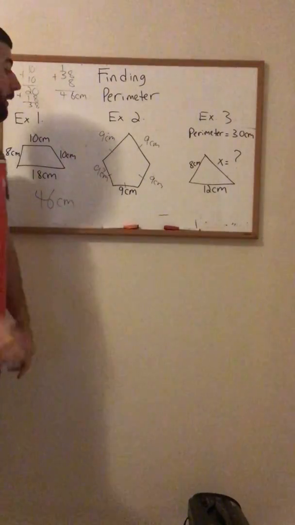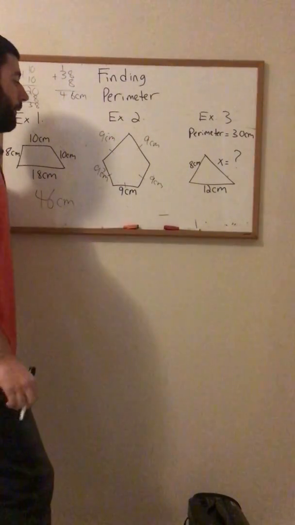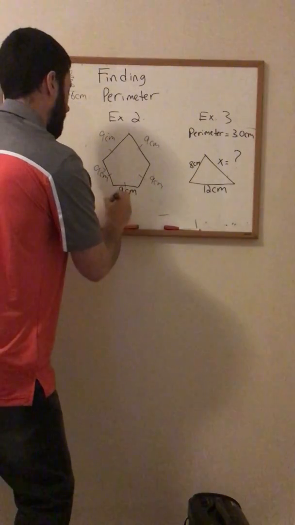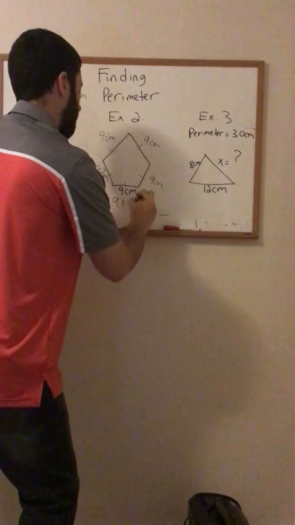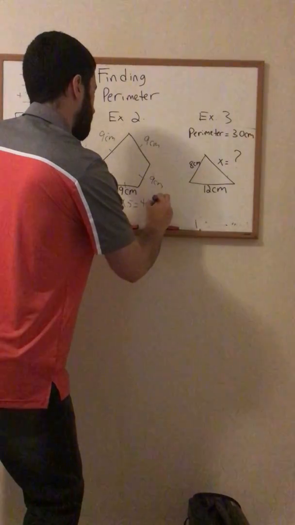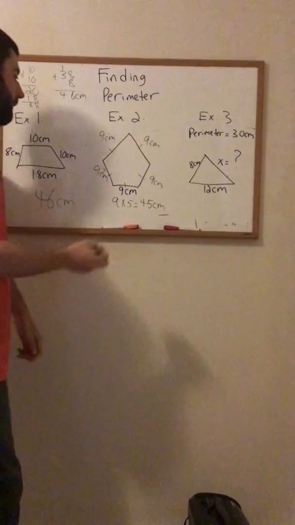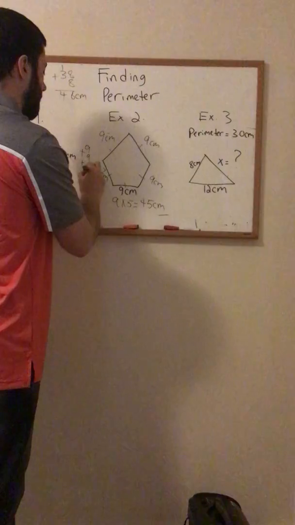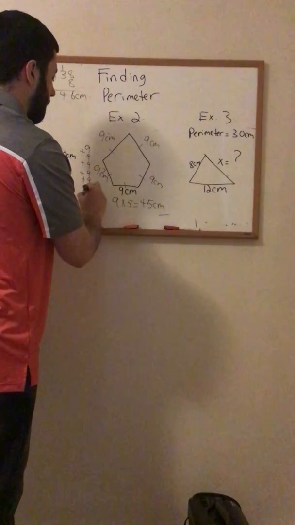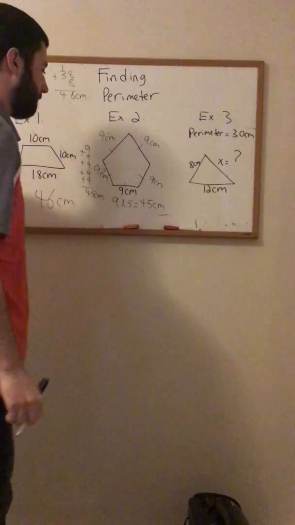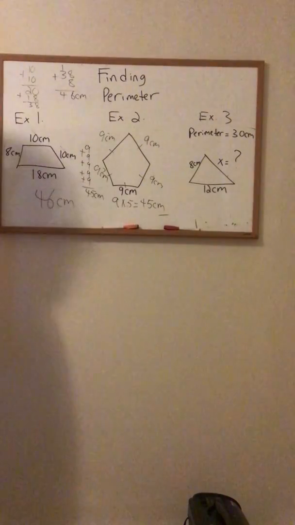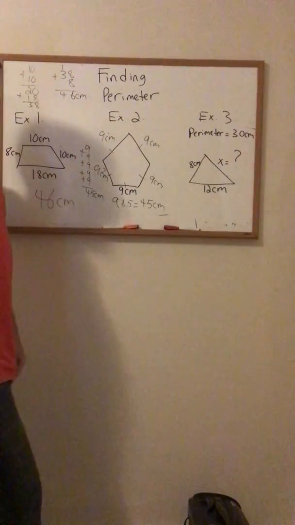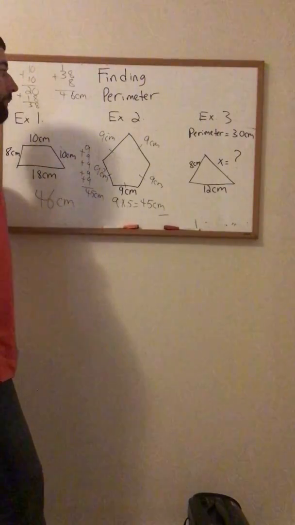So once I figure that out, all I do is I add all the sides up together. So I know I have 1, 2, 3, 4, 5 sides. So I could just do 9 times 5, and I get 45 centimeters. Or I can add them up and do 9 plus 9 plus 9 plus 9 plus 9, and I get 45 centimeters. So there's 2 ways you can figure that out. So I like to call this example the non-given example. So they don't give you all of the sides, so you need to figure it out yourself because they're equivalent.